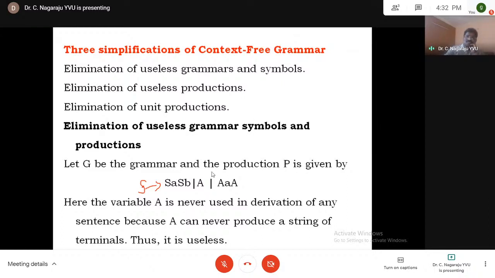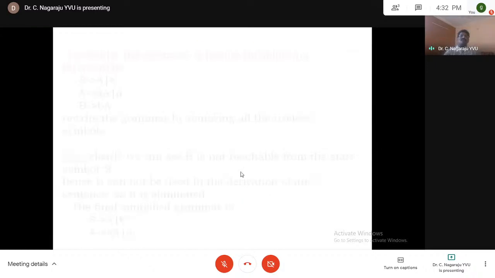For example, in this case three productions are there: SA, SB, A, SB. But here A is a non-terminal that will never be replaced, so it is of no use in getting the answer. That's why A is a useless symbol. Then we can remove this A and use only these two productions. There is no non-terminal symbol, only terminal a is there, so instead of using this we can use this production. That's why it is useless, and we can eliminate it and use these two. That is called elimination of the grammar.